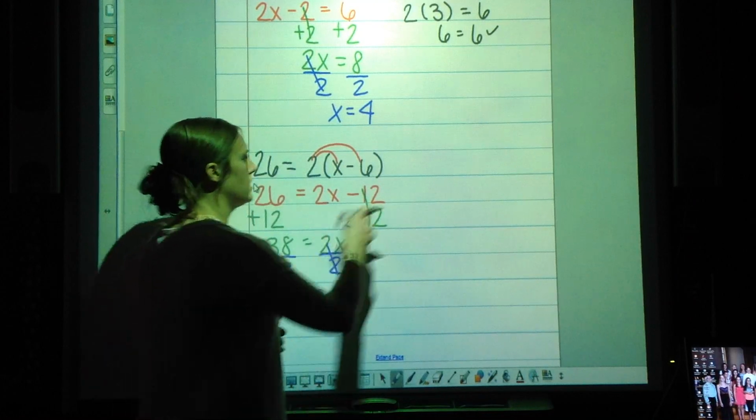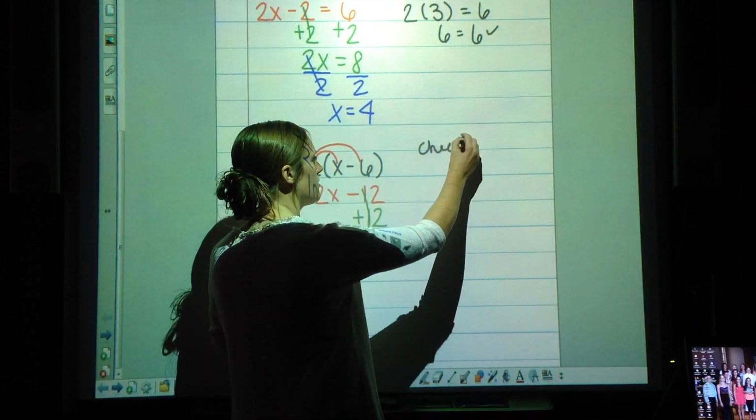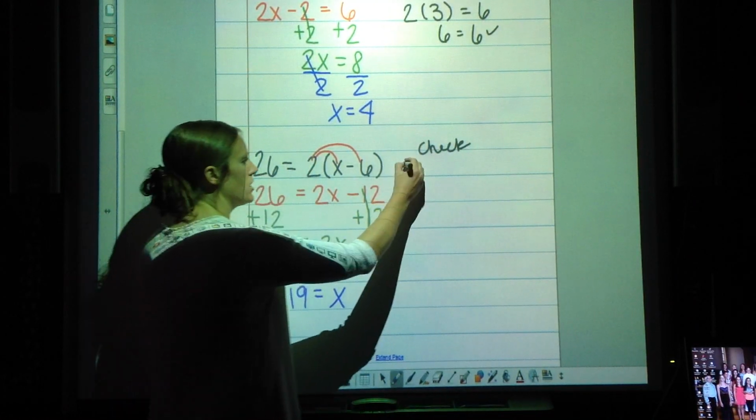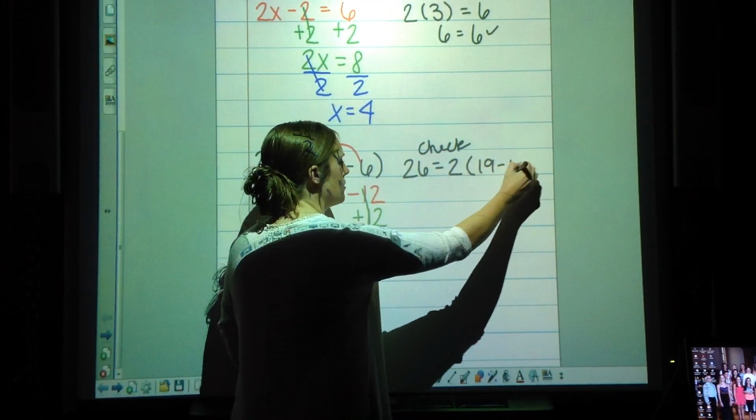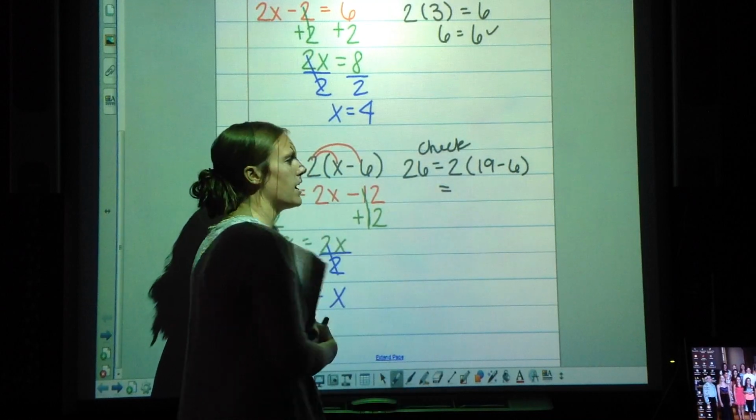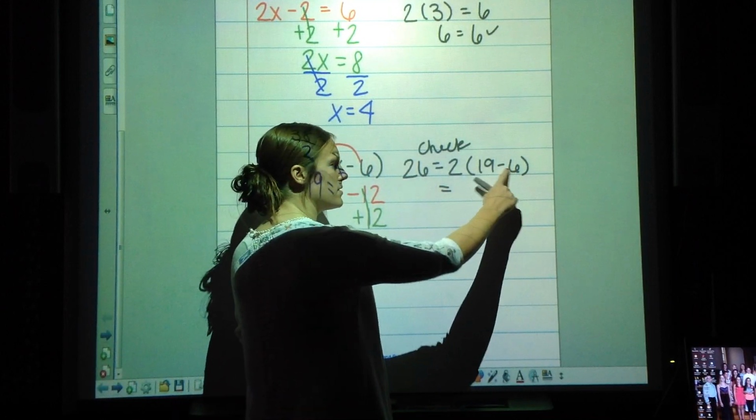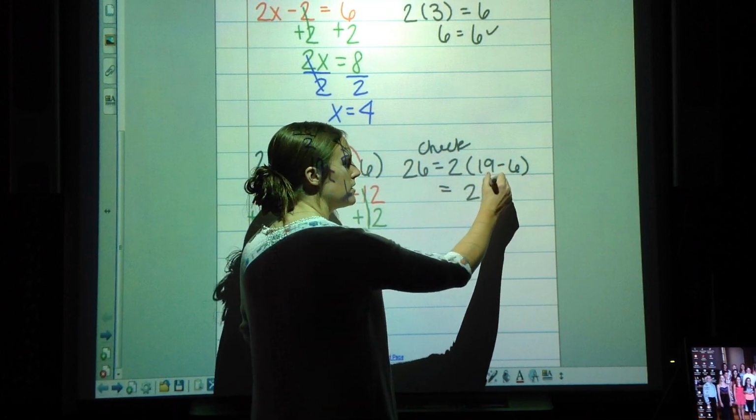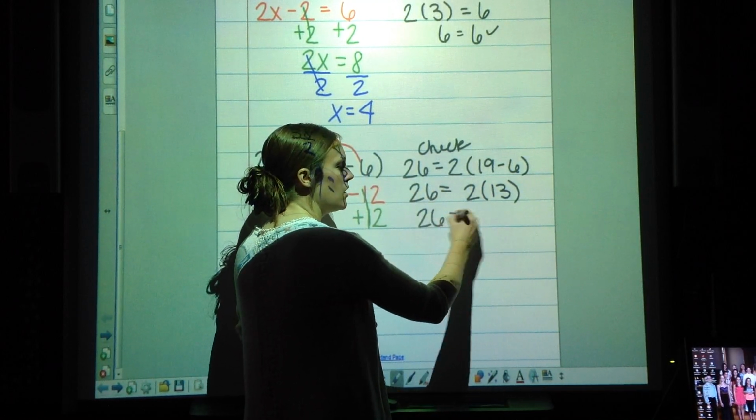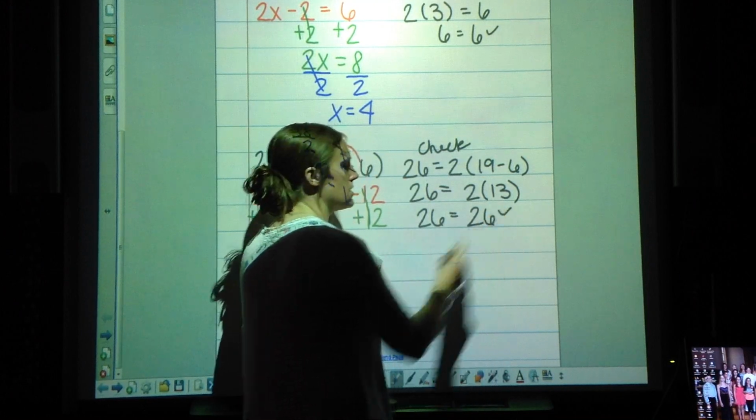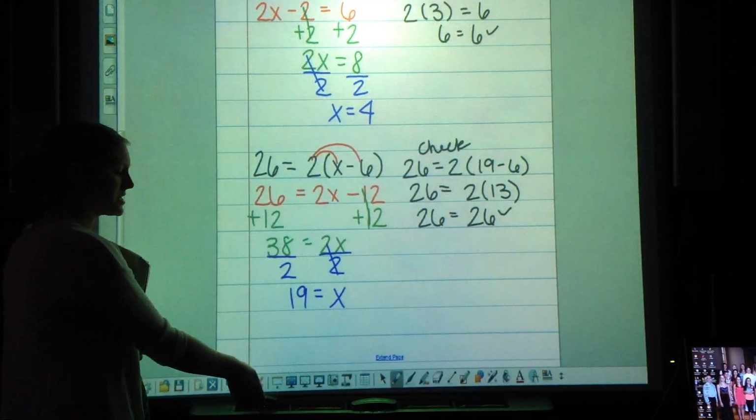Check that. I'm going to plug 19 in for x into the original equation. So on the right side, I'm going to start with the parentheses. 19 minus 6 is 13. And 2 times 13 is 26. So I know that x equals 19 is correct.